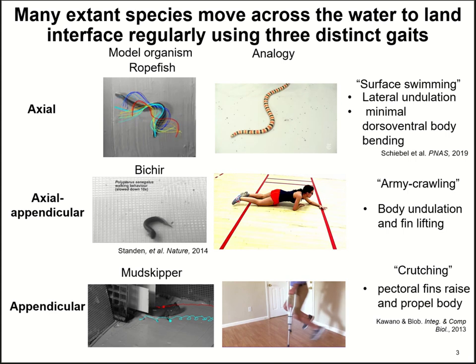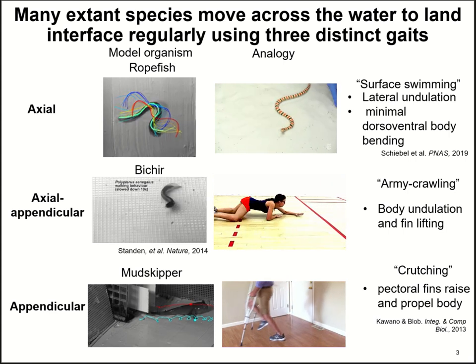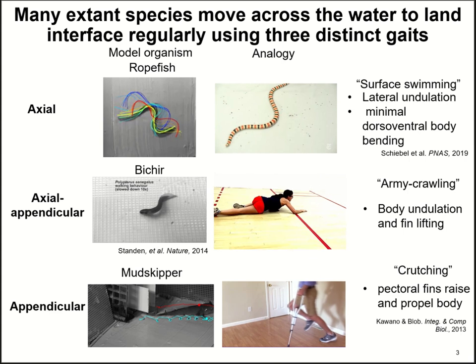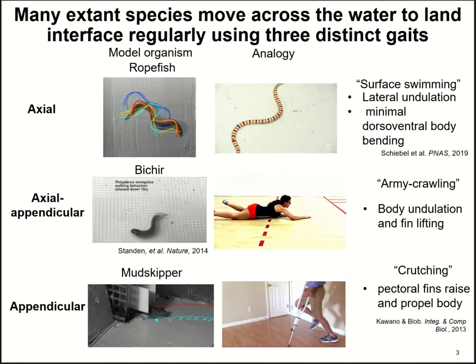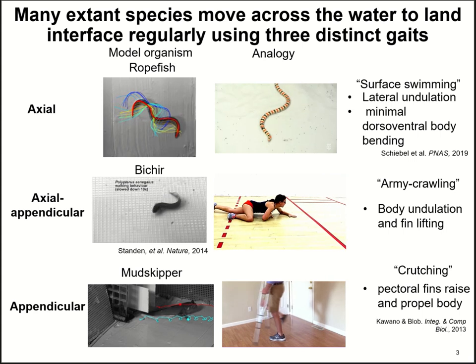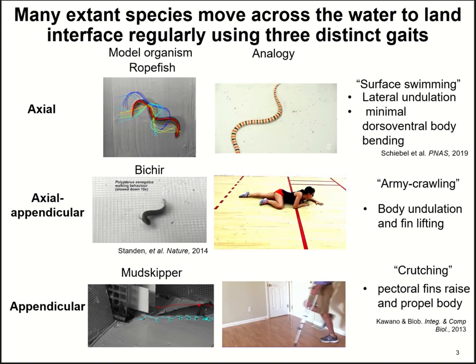The third type is the appendicular-based locomotion, where the animal uses its pectoral fins to lift its body upwards and propel it forward. This is analogous to a person using crutches when walking. Here is an example of the mudskipper using this particular type of strategy.